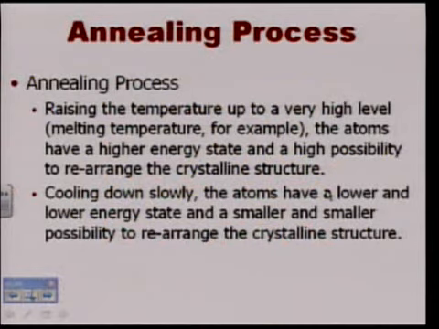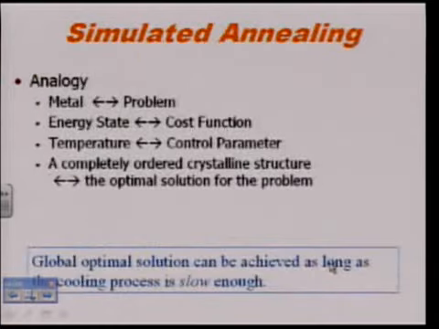The annealing process is considered like this in standard physics: by raising the temperature up to a very high level, the atoms have a higher energy state and higher probability to rearrange in some crystalline structure. And cooling down slowly, the atoms have a lower and lower energy state, and smaller probability to rearrange the crystalline structure. But what does that have to do with optimization? Well, you'll see that, for instance, this metal may correspond to the problem you are going to optimize, and the energy state corresponds to the cost function. And temperature is some control parameter you use to fine-tune your search method. And this is basically a way to seek the optimal solution by slowly cooling down.